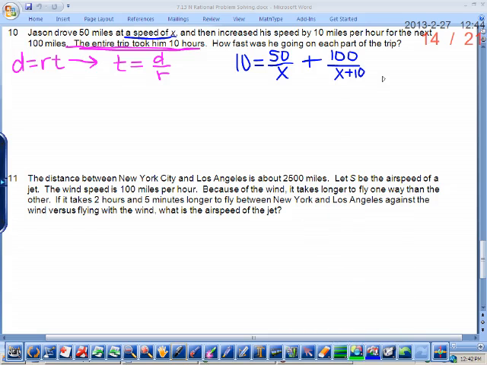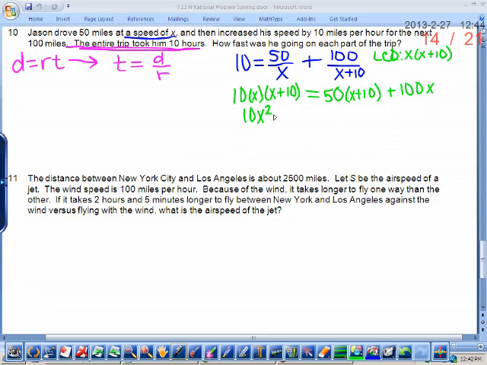All right, what's our LCD? X times x plus 10. All right, what do I need to multiply 10 by? Okay, what do I need to multiply the 50 by? And what about the 100? So I'm going to get 10x squared plus 100x equals 50x plus 500 plus 100x.